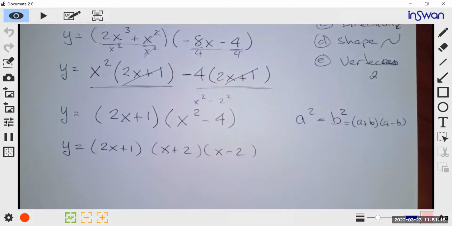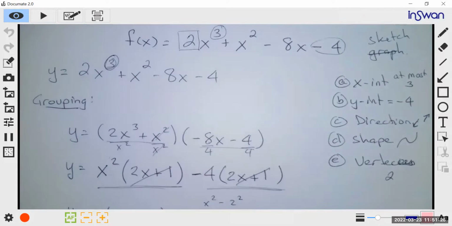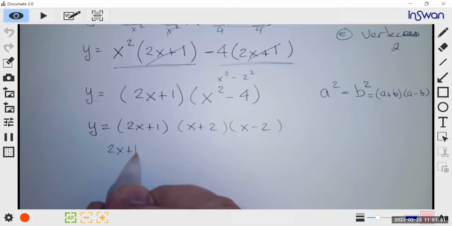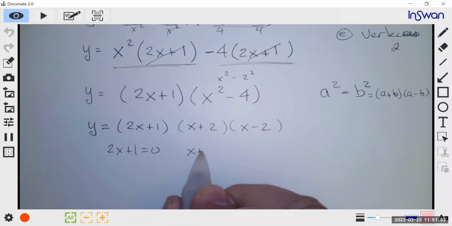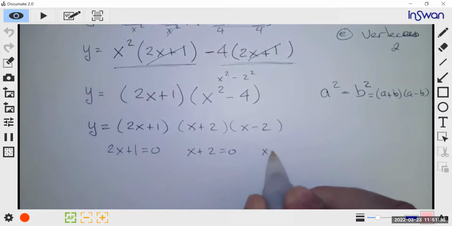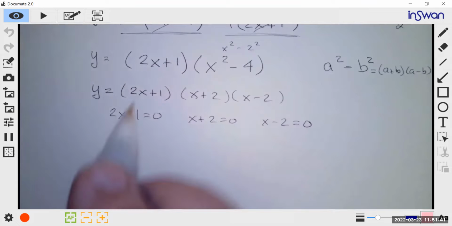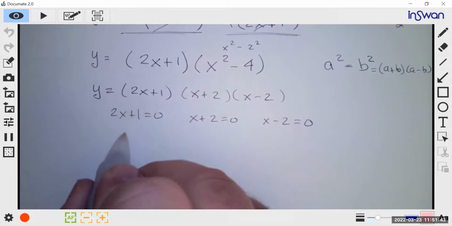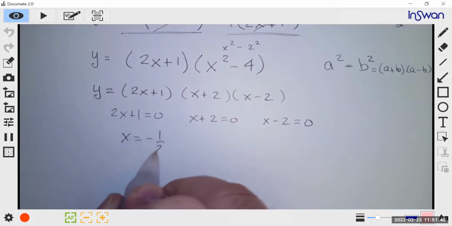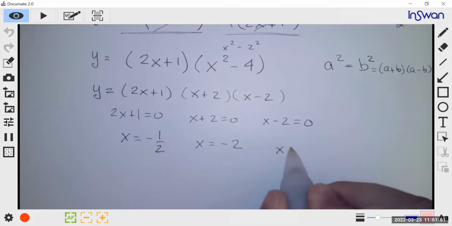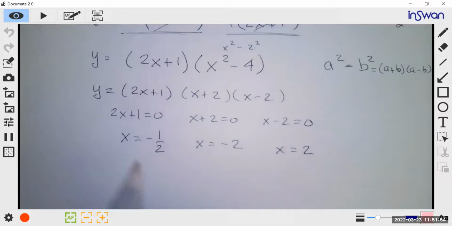And since we have 3 parentheses, that means we're going to have 3 solutions, which is how many we're supposed to have. That's what the degree told us. We have 3 solutions. Set them all equal to 0. And solve. So subtract 1, divide by 2, so it's negative 1/2. Negative 2, positive 2. Those are my x-intercepts.